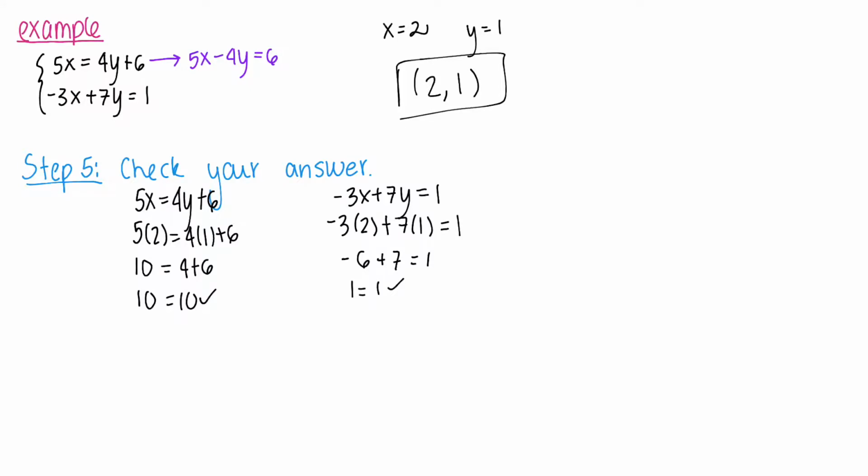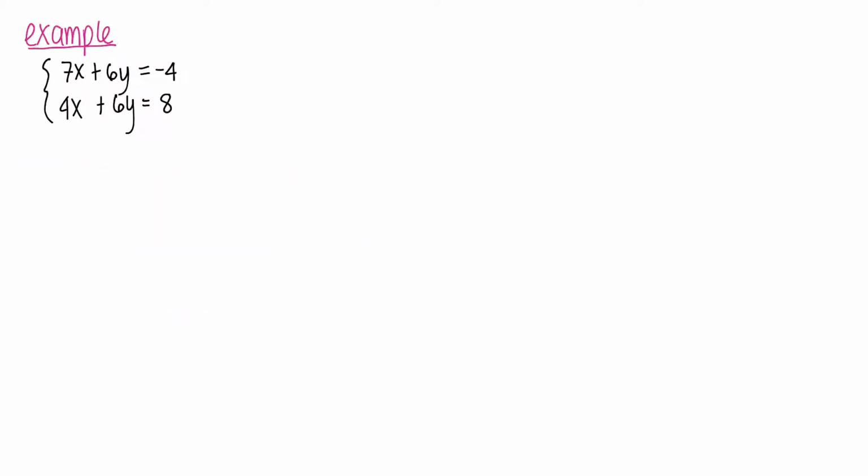So let's try that again without writing the step-by-step process down. Here we have 7x plus 6y equals negative 4, and 4x plus 6y equals 8. Now, let me just kind of rewrite these guys where I have more room. When I look at this, substitution doesn't look like a good method to me because I don't have 1s as coefficients on any of my x's or y's, so that doesn't sound like a good option. So I'm looking at elimination.